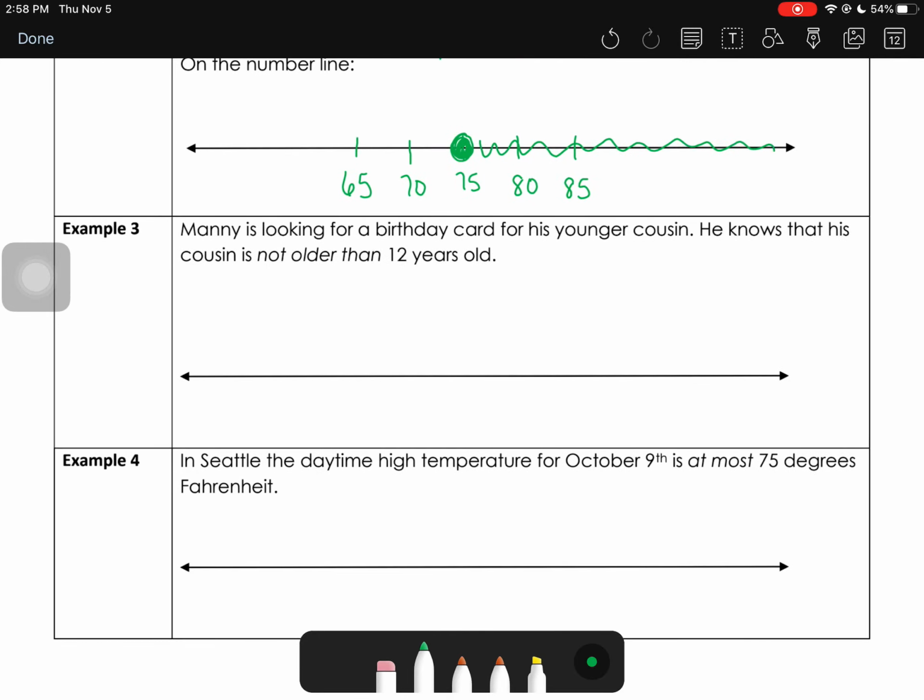Manny is looking for a birthday card for his younger cousin. He knows that his cousin, so we're going to call his cousin X, is not older than 12. So since he's not older than 12, he could be 12 or he could be younger. So we're going to put a closed circle on 12 to say maybe he could be 12, but since he's not older, we would go less than or equal to 12. We'll put a couple tick marks after as well to show our values.